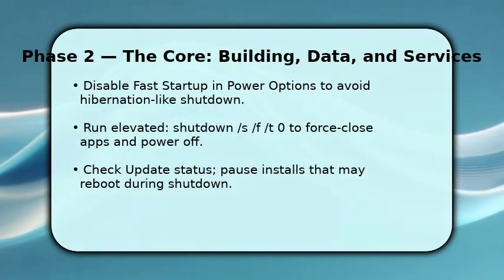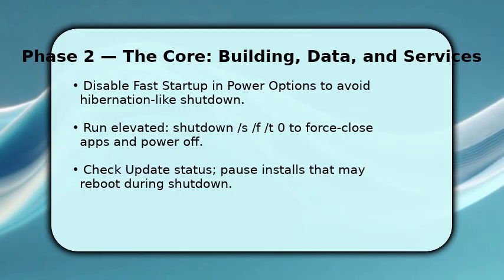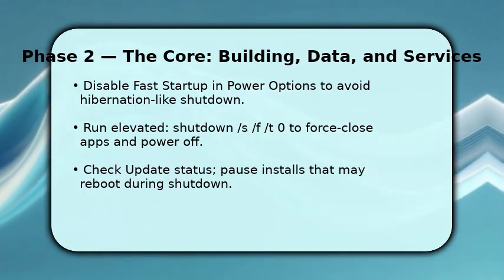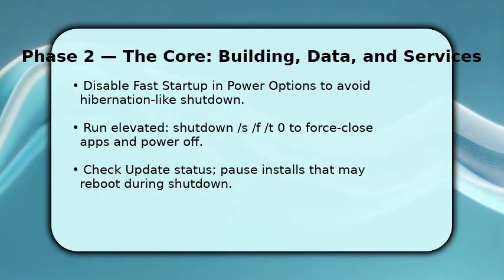Once you need a reliable, complete power off, make adjustments that prevent Windows from appearing off but still in a hybrid state. Disable fast startup in power options because it stores a hibernation image. This ensures a true power cycle.